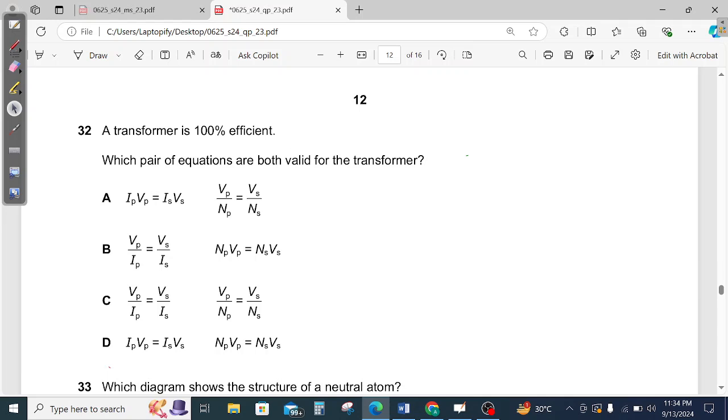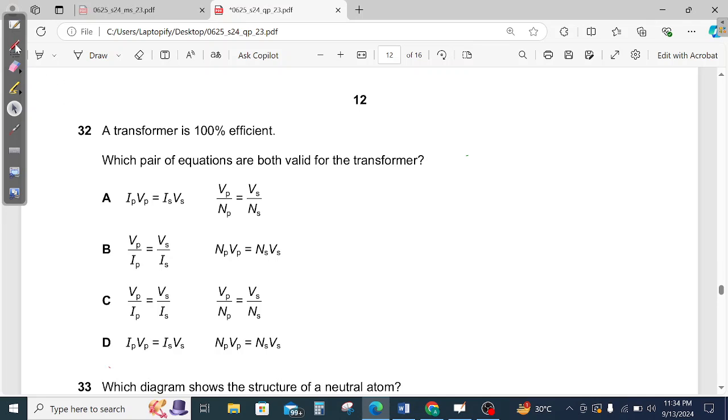If the transformer is 100% efficient, it means input power will be equal to output power. It means the product of primary current and primary voltage will be equal to the product of secondary current and secondary voltage. This is the formula of an ideal transformer. Ideal means which is 100% efficient.